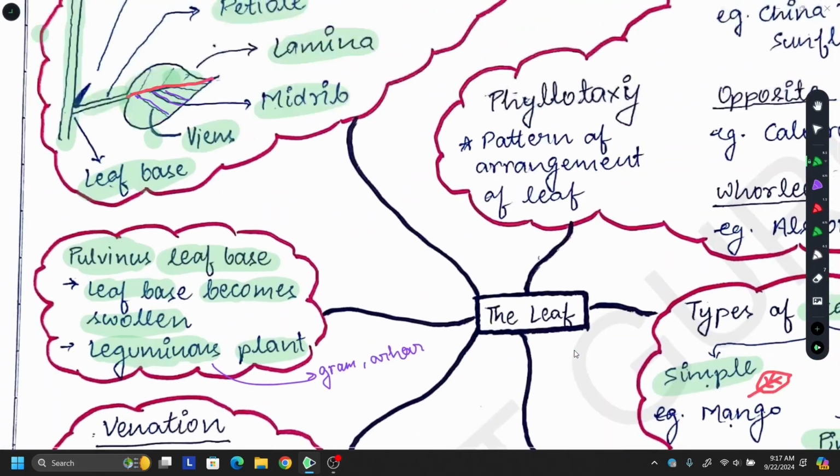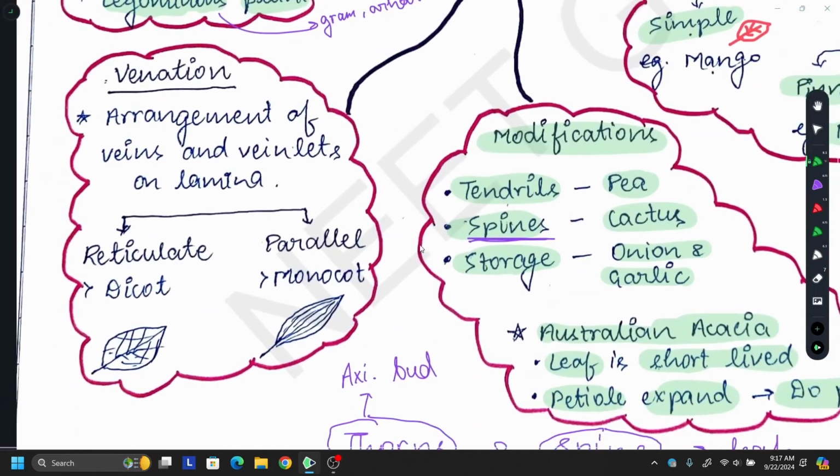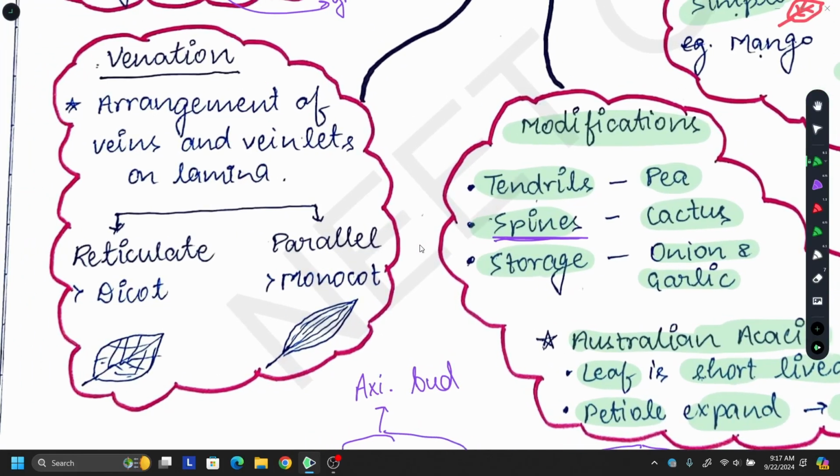Okay, now after all the things, we first come to venation, then we will study the next thing. Venation, what is venation? As I have told you, in leaf there is one midrib and there are many veins and veinlets. The arrangement of veins and veinlets on lamina is called venation. There are two types of venation: reticulate venation, which is seen in dicot, and the word reticulate means kind of net. Okay, kind of a web.